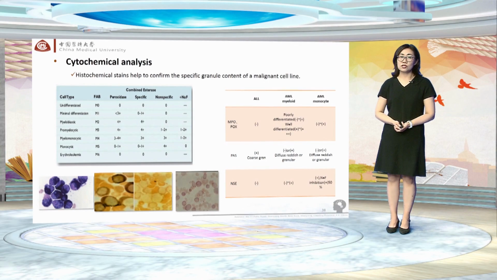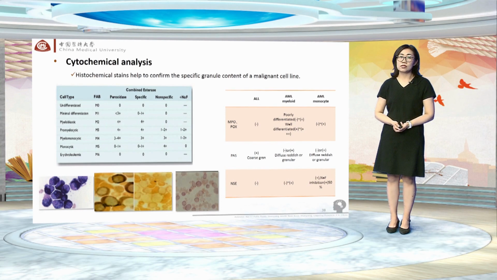Even the best hematologist or hematopathologist cannot always distinguish ALL from AML by cellular morphology alone. We should use histochemical stains to confirm the specific granule content of a malignant cell line. Histochemical staining of blood and marrow aspirate films is an integral part of the FAB classification of leukemia. The most commonly used stains, including peroxidase, combined esterase, and PAS, can be very helpful.